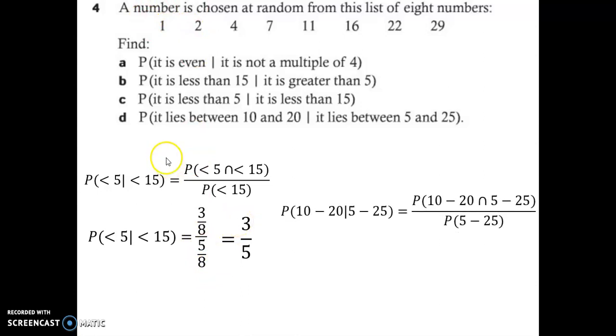Last one, D. Probability it lies between 10 and 20, given that it lies between 5 and 25. So between 10 and 20, given that it's also between 5 and 25. So here's the intersection, and here's the second one. The intersection is numbers that are both between 10 and 20 and between 5 and 25. Between 10 and 20 are these numbers, and those are also between 5 and 25. So those are the only two. So we have 2 out of 8, and the numbers between 5 and 25, so 7 through 22, that's 4 of them. And we have 1/2.